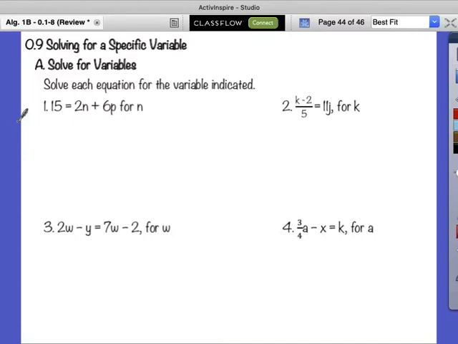In this case, we don't know what variable to solve for unless it tells us. So number 1, what variable does it tell us to solve for? N. So we want to get n by itself. So when we have 15 is equal to 2n plus 6p, we want to treat this n like we would have treated any of our variables before.